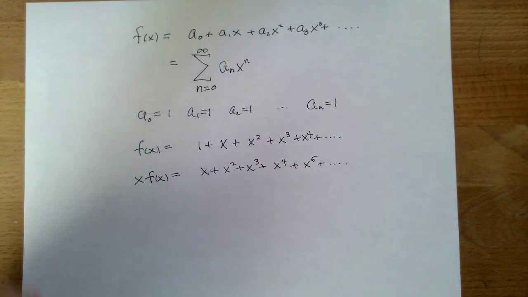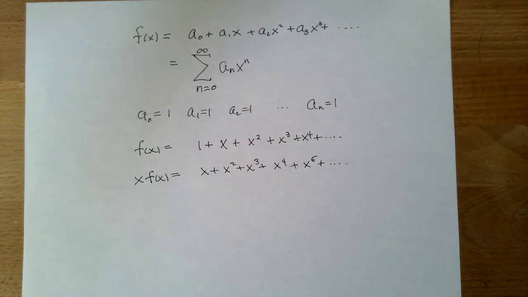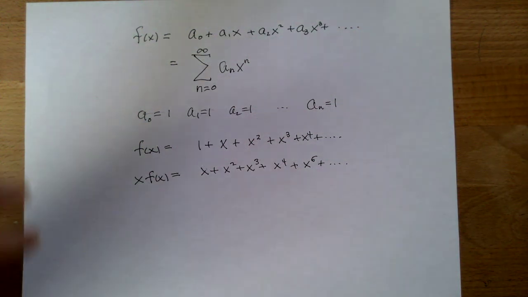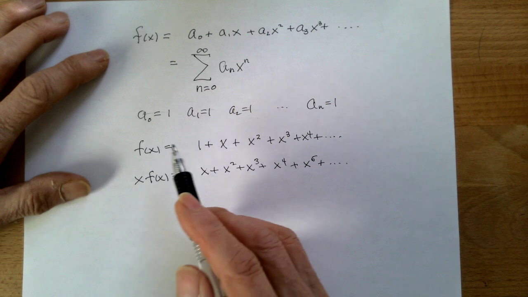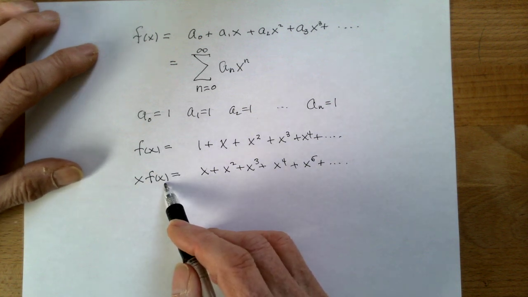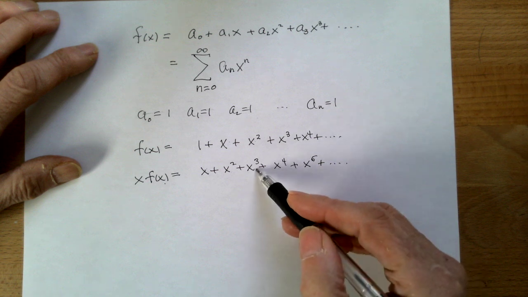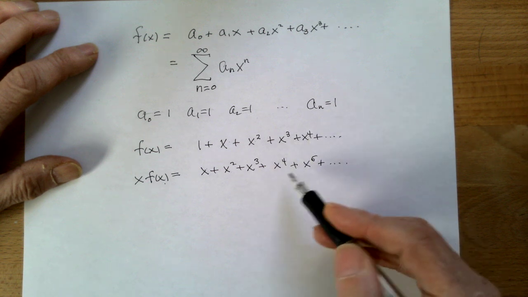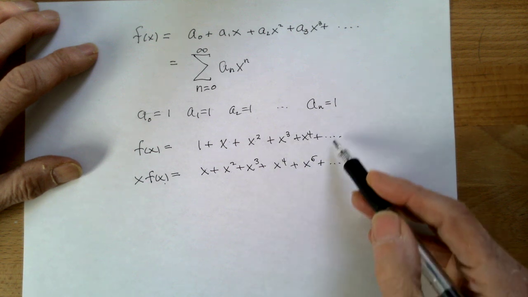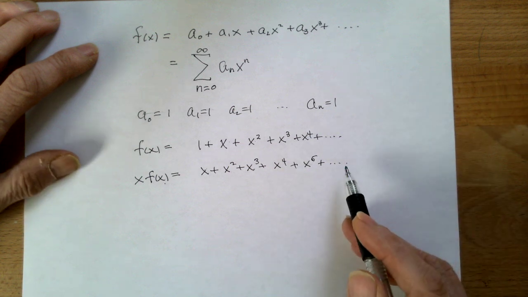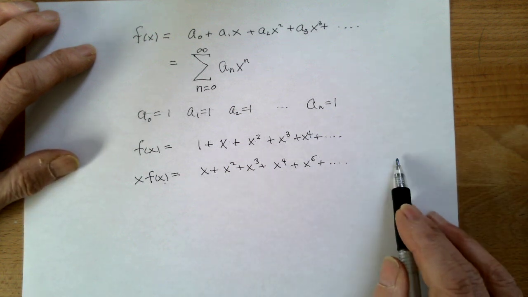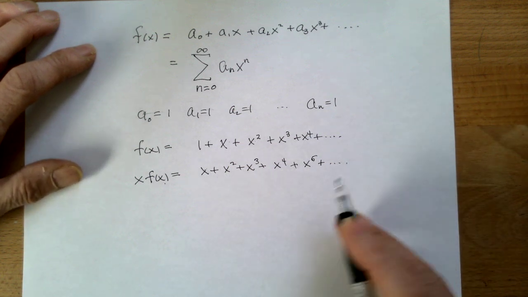Now you'll notice the two expressions are almost the same. The only difference really is the 1. So if I take the first expression and I subtract the second expression, the x terms are going to cancel, the x squared terms are going to cancel, the x cubed terms are going to cancel, the x fourth terms are going to cancel, the x fifth terms are going to cancel, and every term is going to cancel. And don't forget, they both go on forever, so there's always a match.